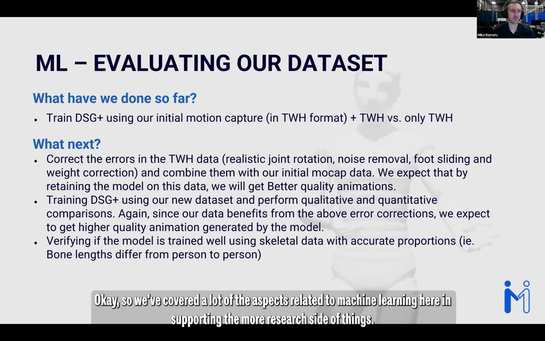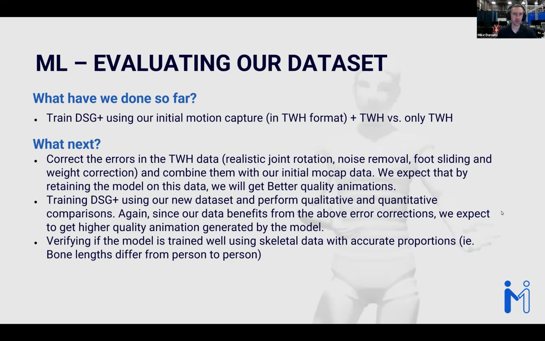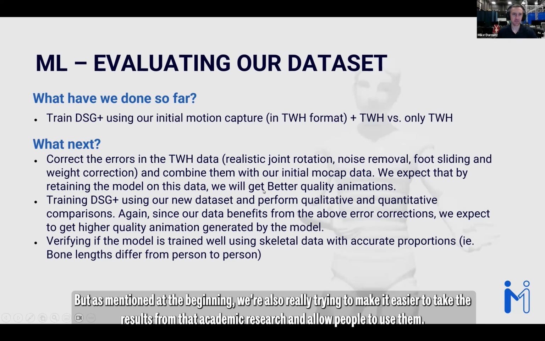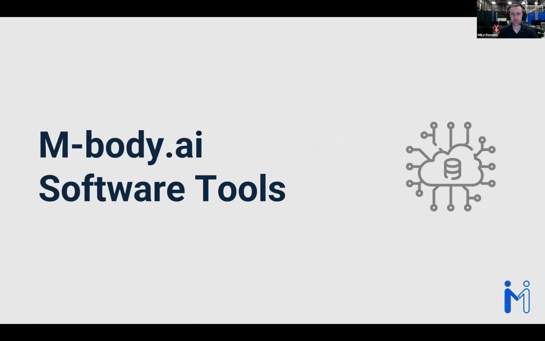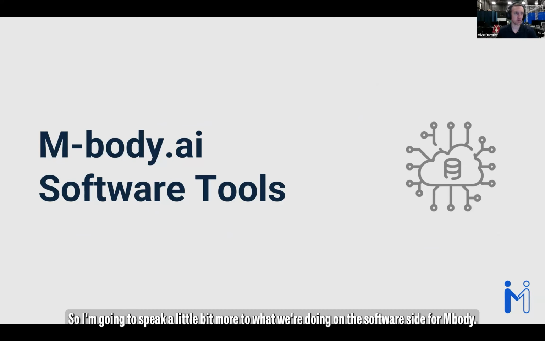Okay, so we've covered a lot of the aspects related to machine learning here in supporting the more research side of things. But as mentioned at the beginning, we're also really trying to make it easier to take the results from that academic research and allow people to use them. And so this is where the software side comes into play. So I'm going to speak a little bit more to what we're doing on the software side for M-Body.